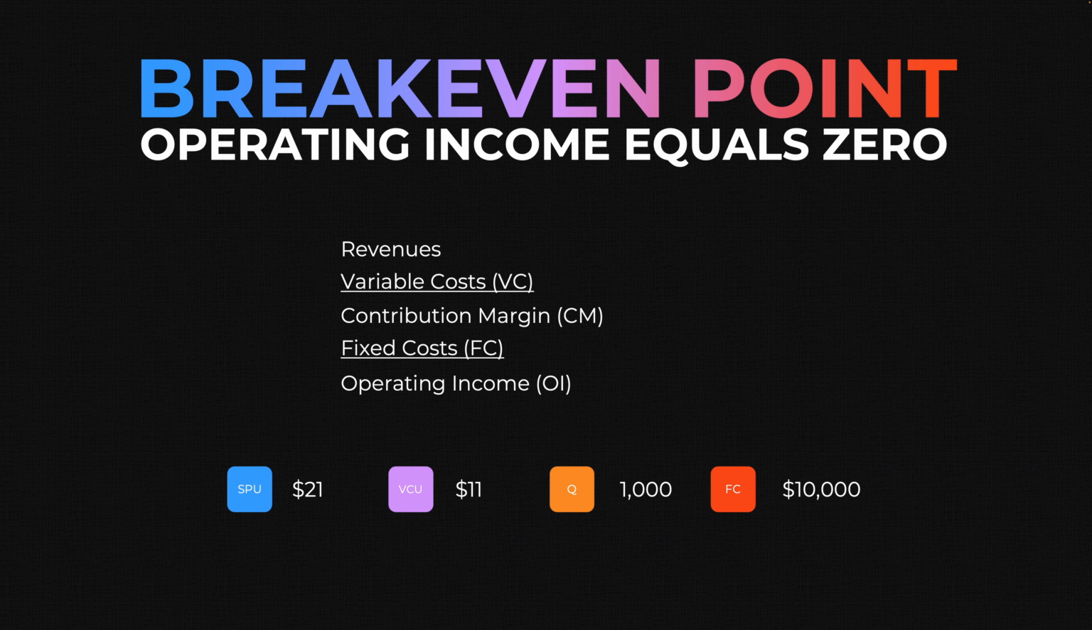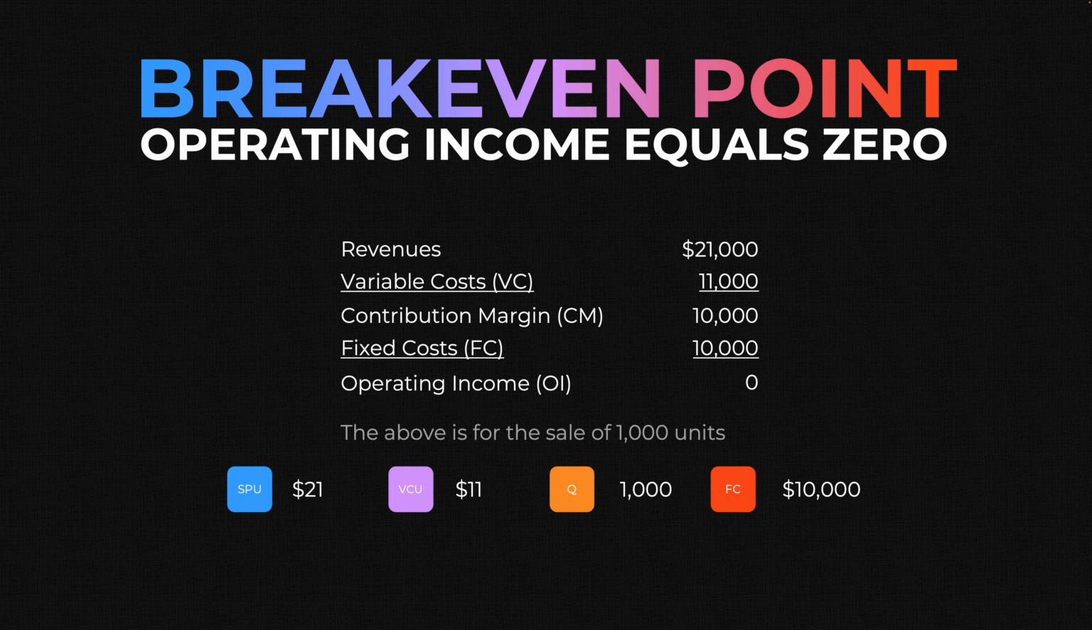Now, if we were to do the math, $21 selling price per unit multiplied by 1,000 units gives us total revenues of $21,000. A variable cost per unit of $11 multiplied by 1,000 units gives us a variable cost of $11,000. The contribution margin then is $10,000, and fixed costs are given at $10,000, meaning operating income is zero. As a reminder, this is true for this business under these conditions at a level of sales of 1,000 units.